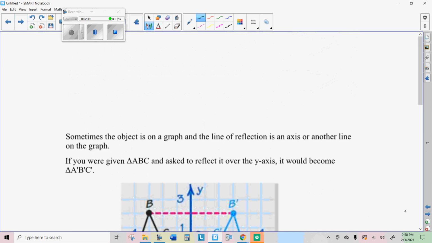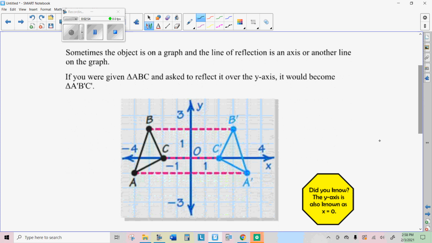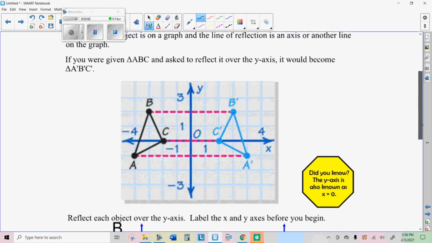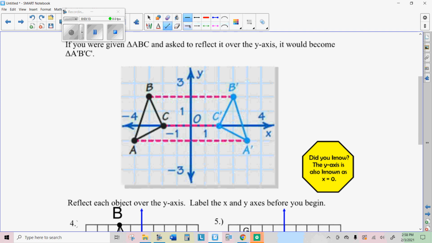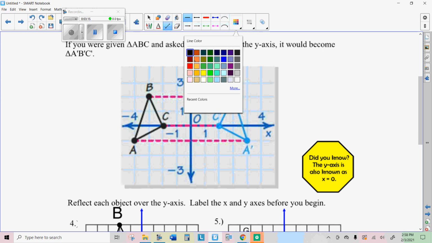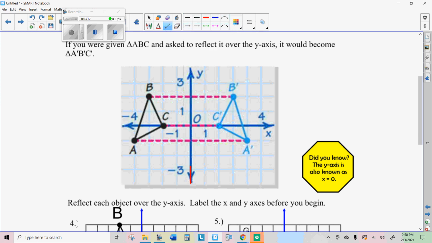Sometimes an object is on a graph and the line of reflection is an axis or another line on the graph. Usually it's an axis, but it can be any line on the graph, and you should be able to reflect it across that. One thing you'll notice when you reflect it across that line, like on this one, our line of reflection is the y-axis. I'll just duplicate that there. There's your line of reflection.